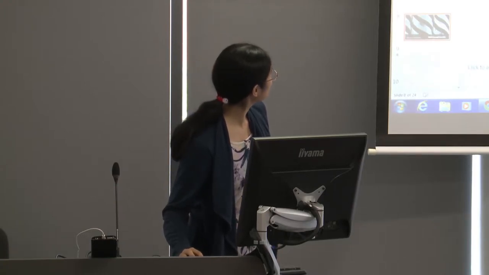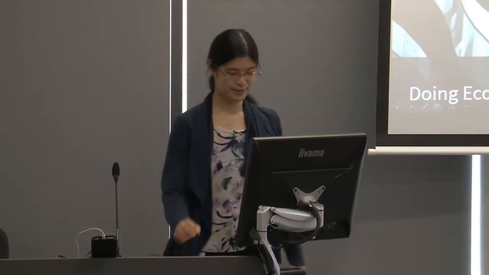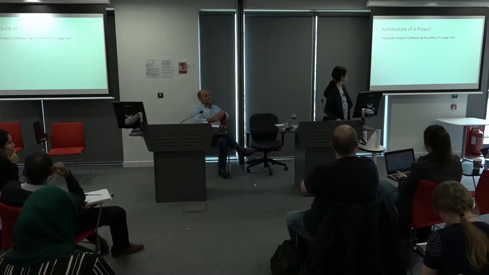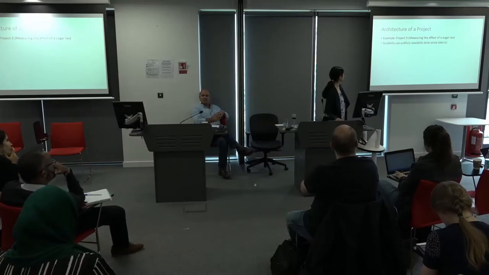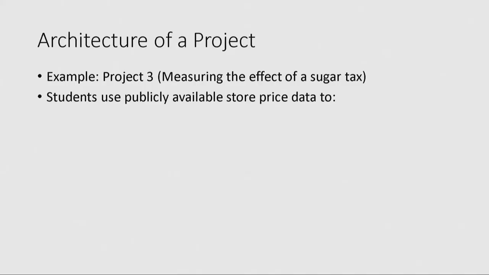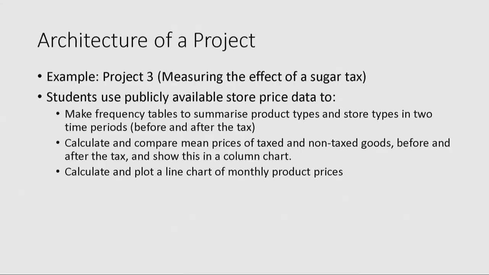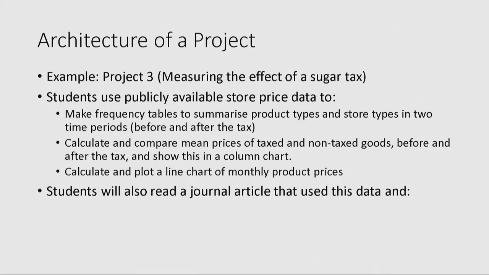So that was the walk through the site. Okay, so the basic structure. Here's another example, the sugar tax one that I was mentioning earlier. They are using store price data that was also used in a journal article. They'll make frequency tables comparing products before and after the tax, then compare mean prices before and after the tax, and then do a line chart of product prices over time. You can see where the prices start increasing. And then they'll read the journal article that uses this data.